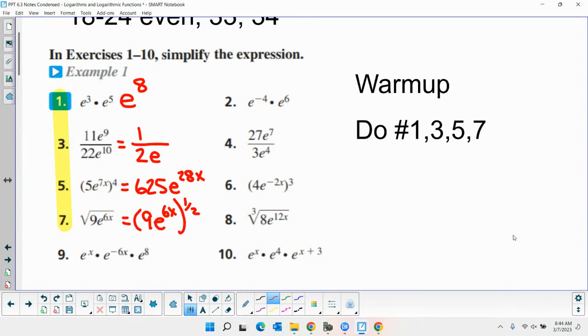All right, so 9 to the 1/2, or the square root of 9, is 3. And then what do I do with 6x and 1/2? Just like we did with 7x and 4, right? We multiply. So what's 6x times 1/2? 3x. So that'd be 3 to the 3x. Okay? So a little warm up there.